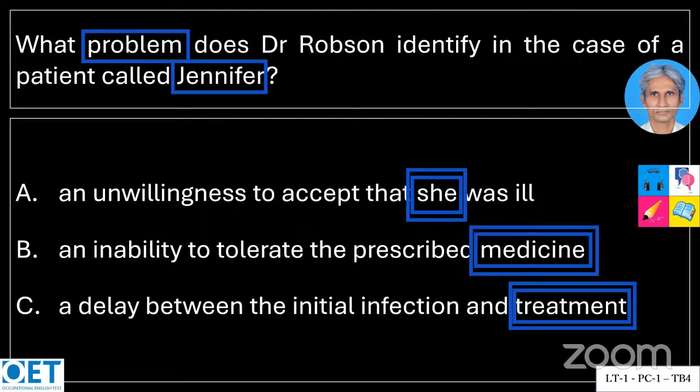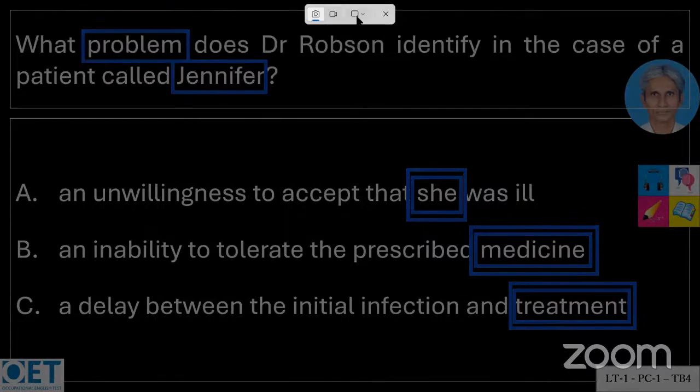Okay. So how it is trifurcated, you have to notice. Think about these things. What problem? Jennifer was the problem. Medicine was the problem. Treatment was the problem. Medicine is powerful. She is adamant. Treatment is delayed. Try to understand. She is not willing, she is reluctant. Medicine, not okay, it's very powerful. She cannot tolerate it. Treatment is delayed. Why not early treatment?